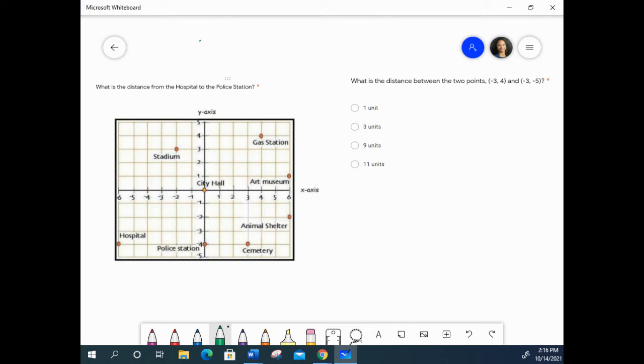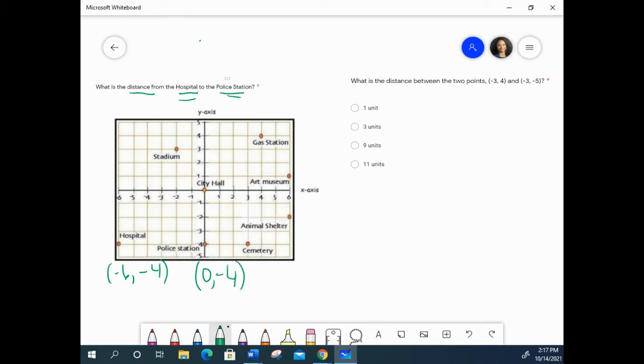And gentlemen, let's take a look at these two problems. It says, what is the distance from the hospital to the police station? So our hospital is located at -6, because I go to the left -6, and then I'm going to go down -4. And the police station, I would stay where I am at the origin, so I'm going to place a 0, and then I would go down -4.